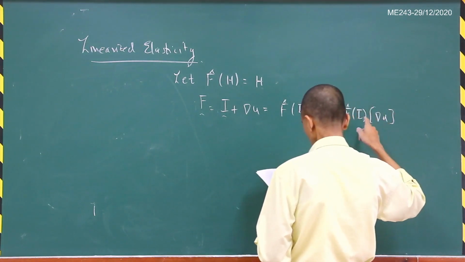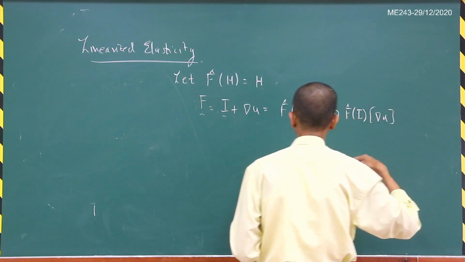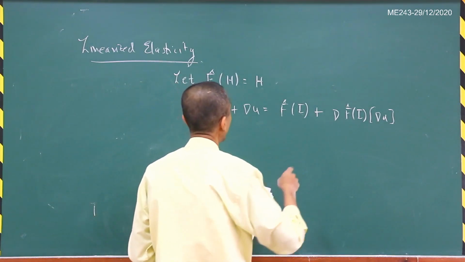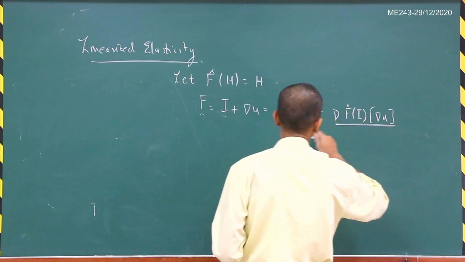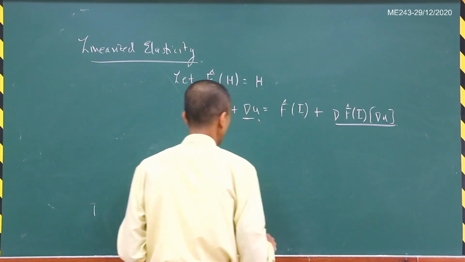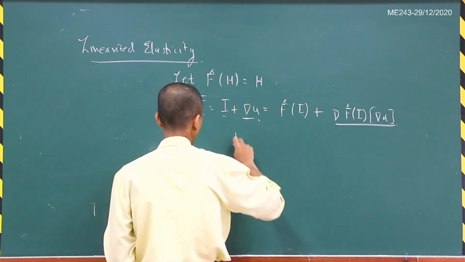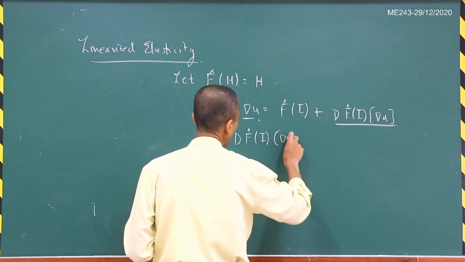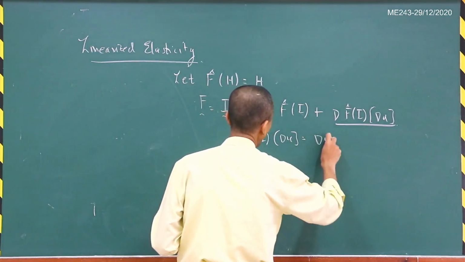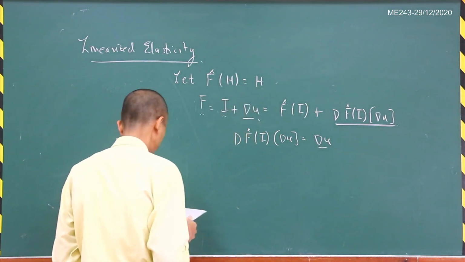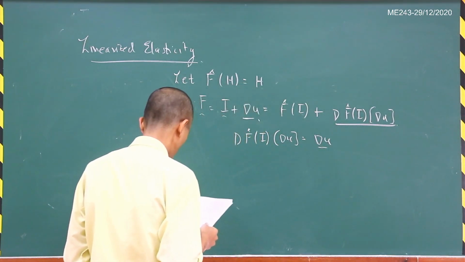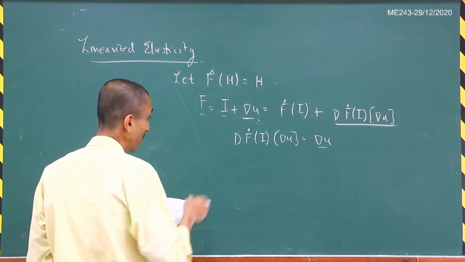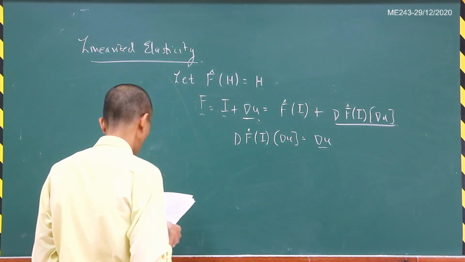So I am just using the notion of directional derivative in this particular case. So this d of f hat in the direction of del u is going to be del u itself. So let me write that. d of f hat evaluated at I in the direction of del u is equal to del u. And so when we now linearize the various strain measures, we will use this particular result here.